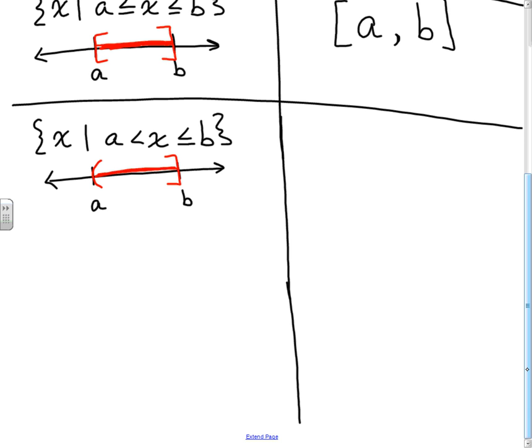So in interval notation, it's the exact same way. We start at a and we end at b. Now we need to look at what's included and what's not. a is not included, therefore it's a parentheses. b is included, therefore it gets a square bracket.